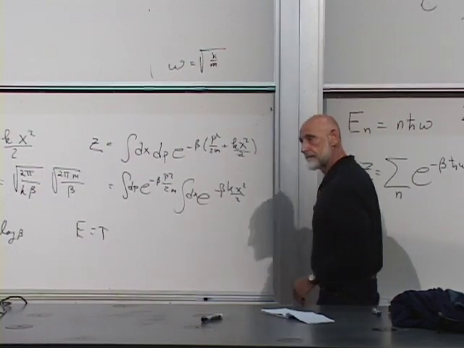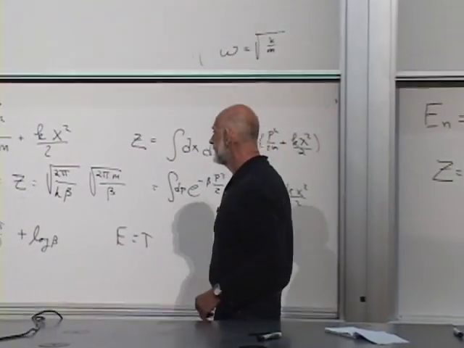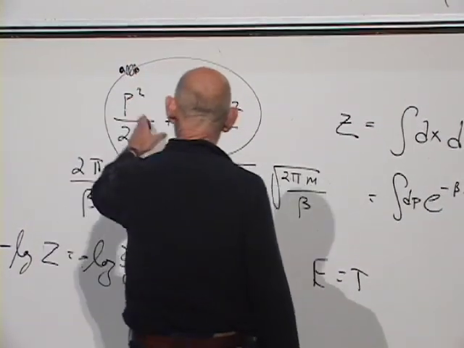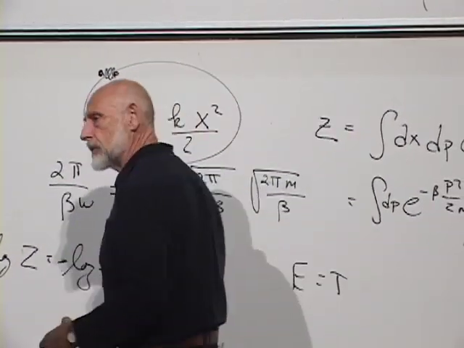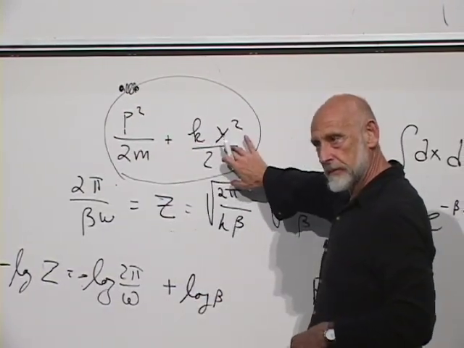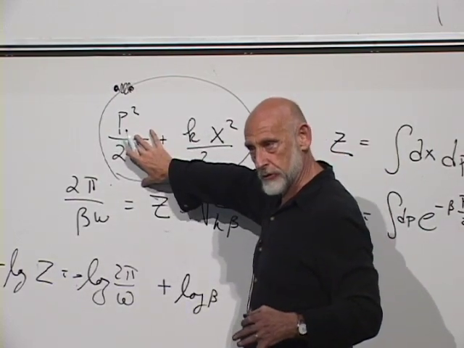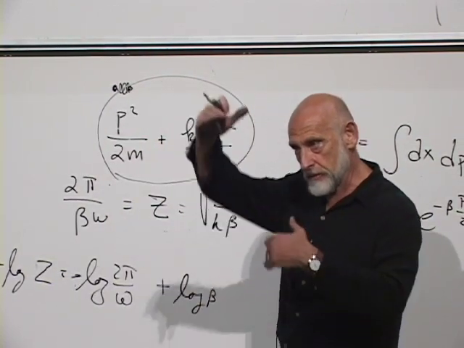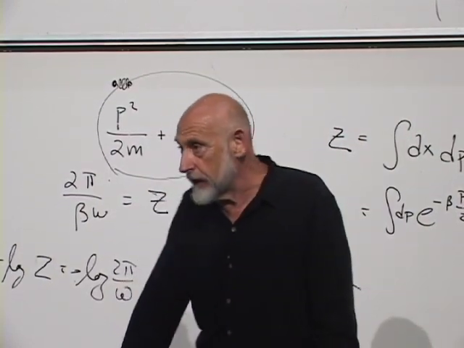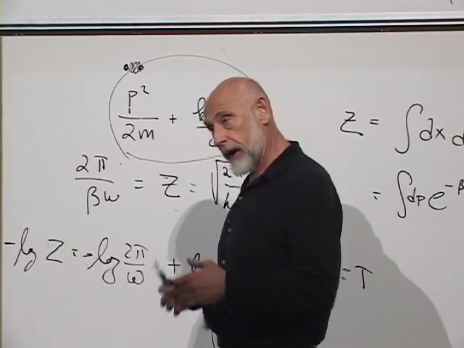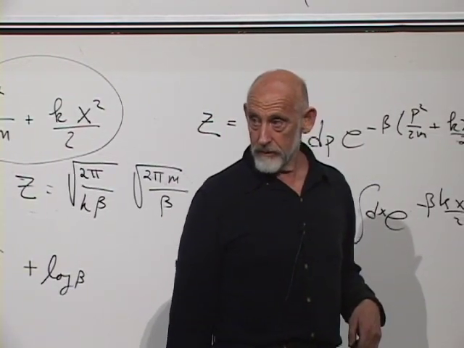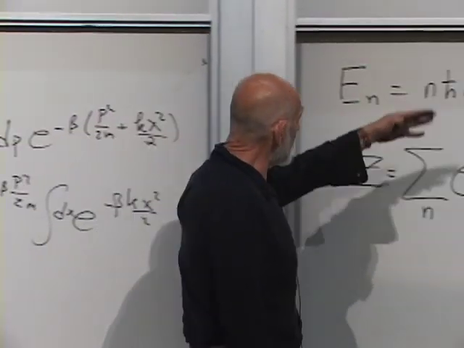But didn't one of those things come from the p squared over 2m? No. The p squared over 2m plus the kx squared over 2 is what's quantized. Oh, okay. It's the sum of these two which are quantized. Remember, this is not the overall translational motion. It's the sum of them which comes in discrete levels. It is the full energy of the oscillator. The oscillator vibrates in discrete levels, right? Good? Okay, all right, so here's the partition function.